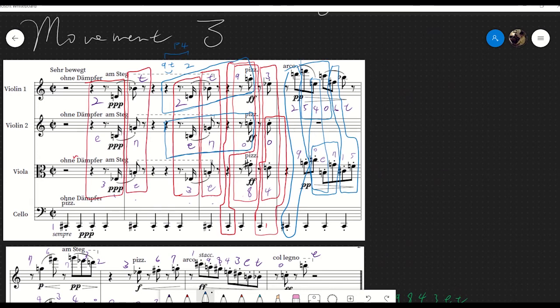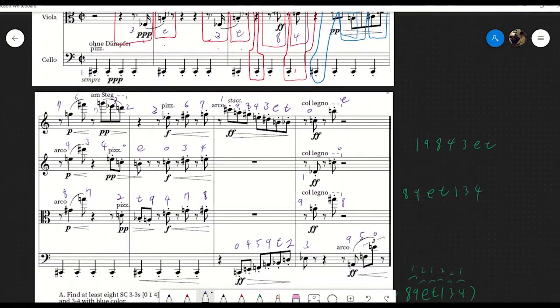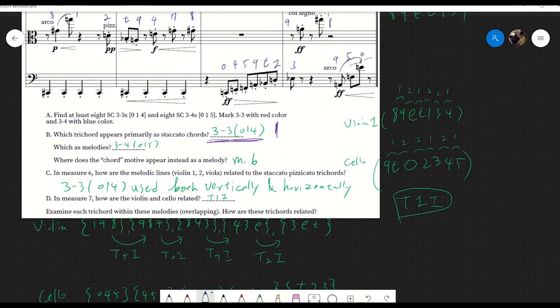Melodically, it's happening horizontally. This one is a little bit more vertical, but you can still see this 5-4-0 happening here, and 0-11-7 happening here. So those are more like the melody than the chord. How about the next answer?